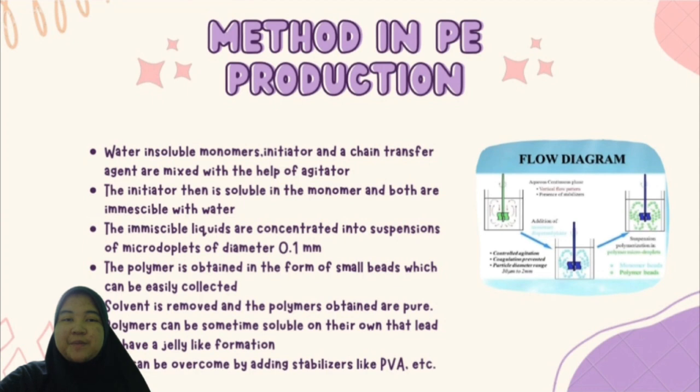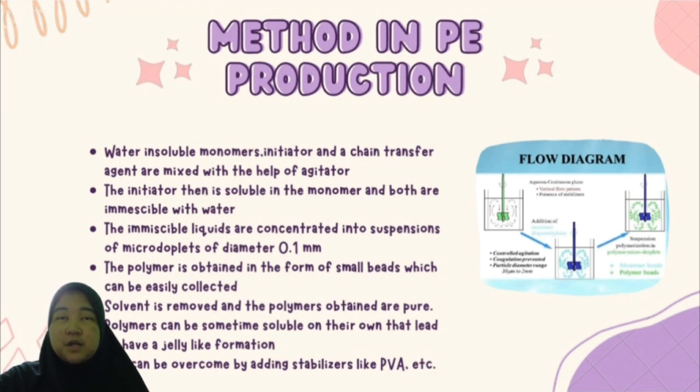Method of suspension polymerization in polyethylene production. First, water-insoluble monomers, initiator, and a chain transfer agent are mixed with the help of an agitator. The initiator is soluble in the monomer, and both are immiscible with water. The immiscible liquids are dispersed into suspensions of microdroplets of diameter 0.1 mm. The polymer is obtained in the form of small beads which can be easily collected. Solvent is removed and the polymers obtained are pure.